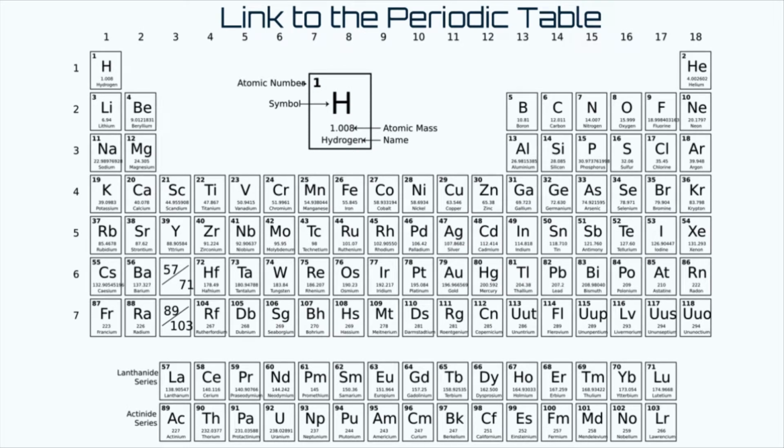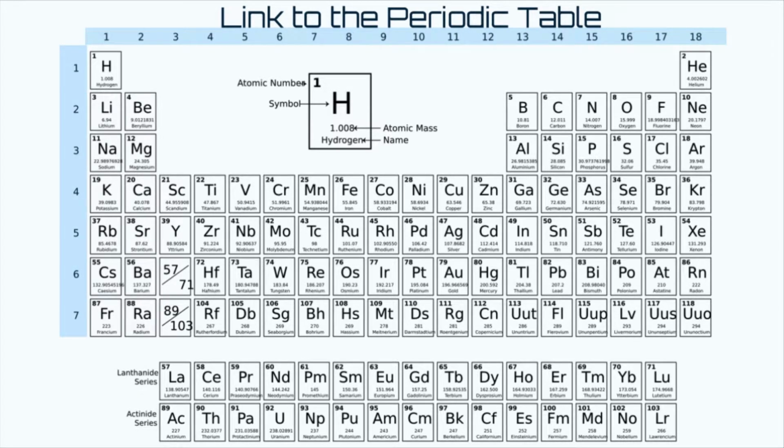Linking it back to the periodic table can tell us a number of other things. These top numbers are known as the group number. These give us a hint to the charge of each atom. I will go into more detail about this later.